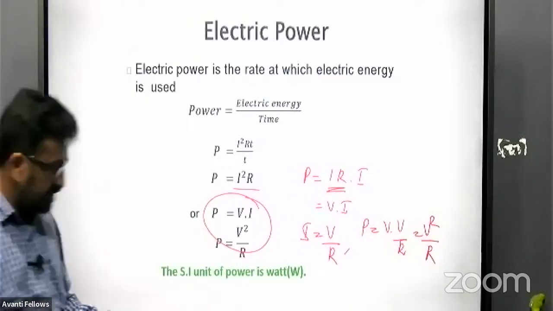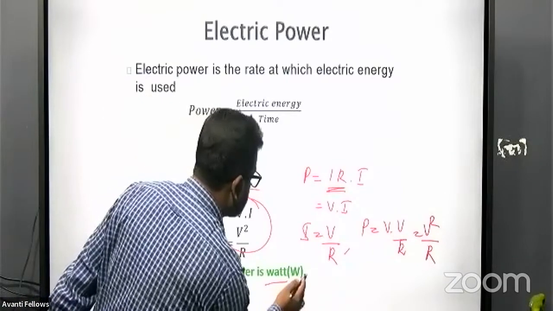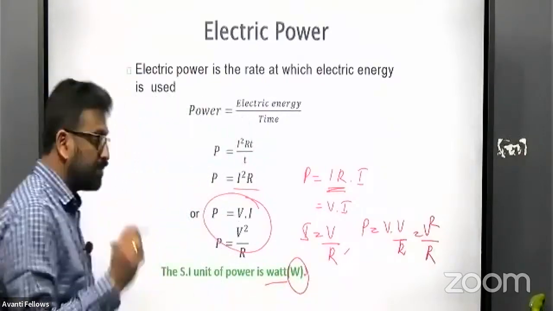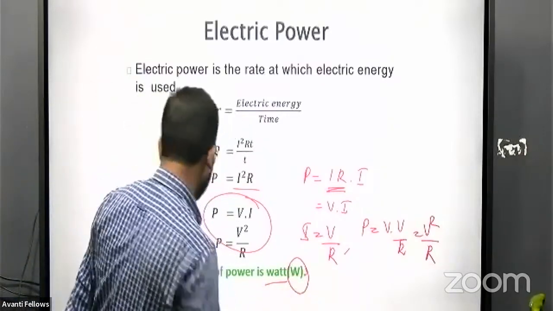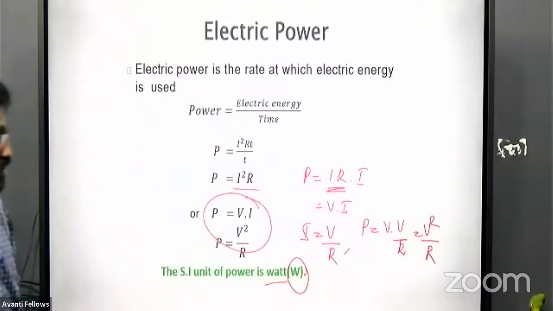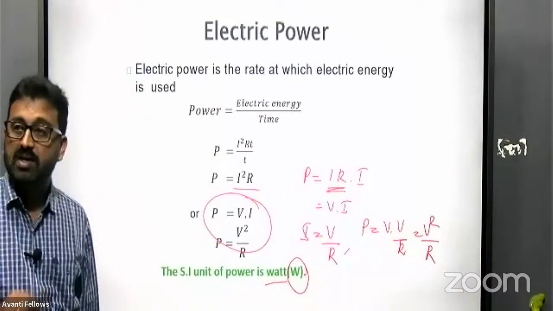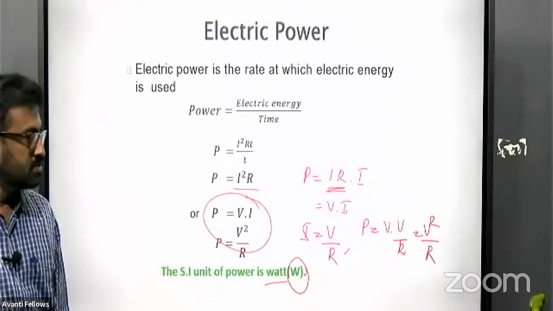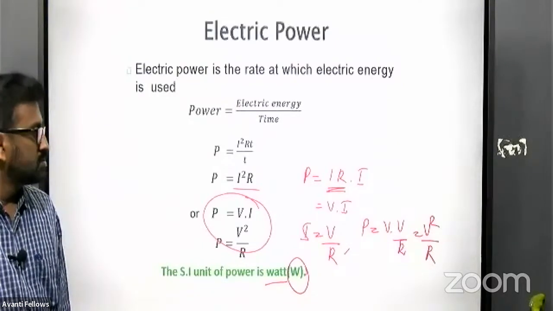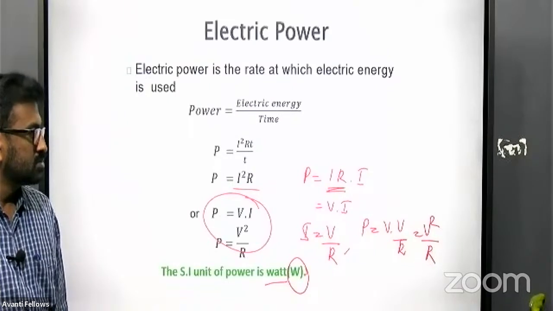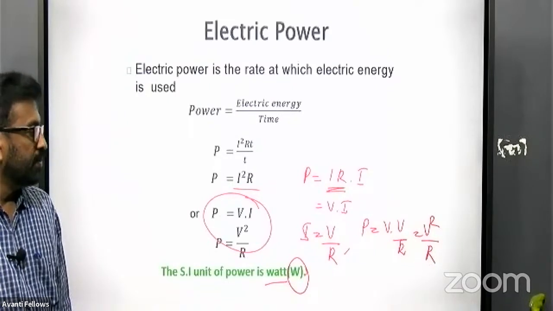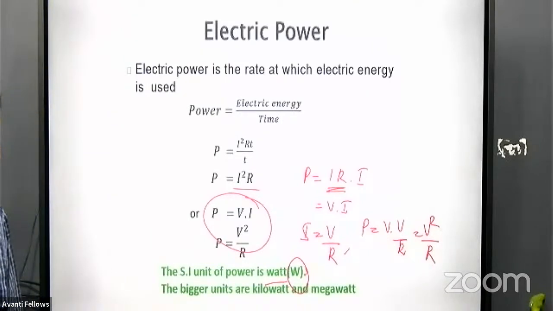The SI unit of power is watt, and it is represented by capital W. Remember, always you have to write the unit of electrical power as watt. Watt means capital W. Of course, we have bigger units. Kilowatt and megawatt are the bigger units of power.